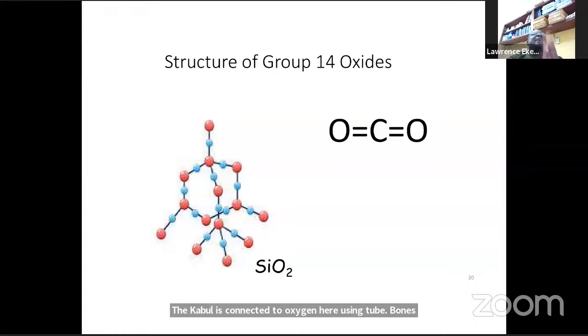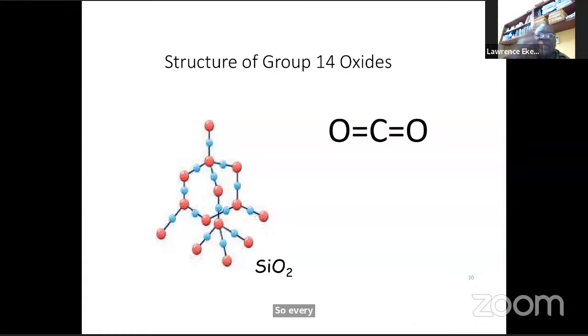Every group 14 element exhibits 2 major oxidation states, the oxidation state +2 and the oxidation state +4. In this place, we can see that each of the elements, silicon and carbon, is connected to other atoms using the 4 valency.